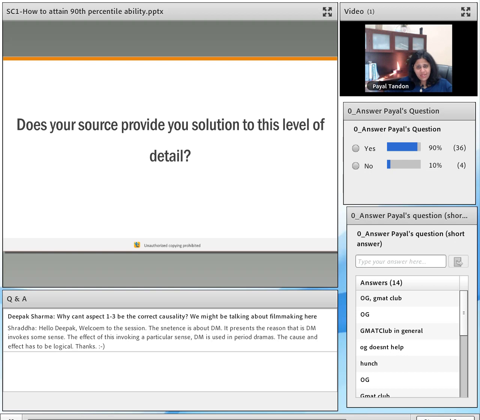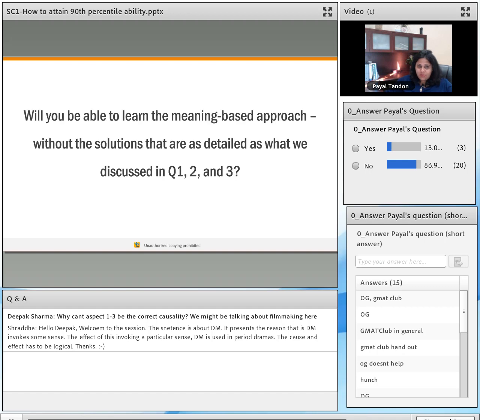When I say this level of detail, the level that you saw today, wherein we do meaning-based, we extract the aspects, we then see which aspects have not been communicated by the answer choices, and then accordingly, you figure out why you faltered. Majority of you are saying no, okay?